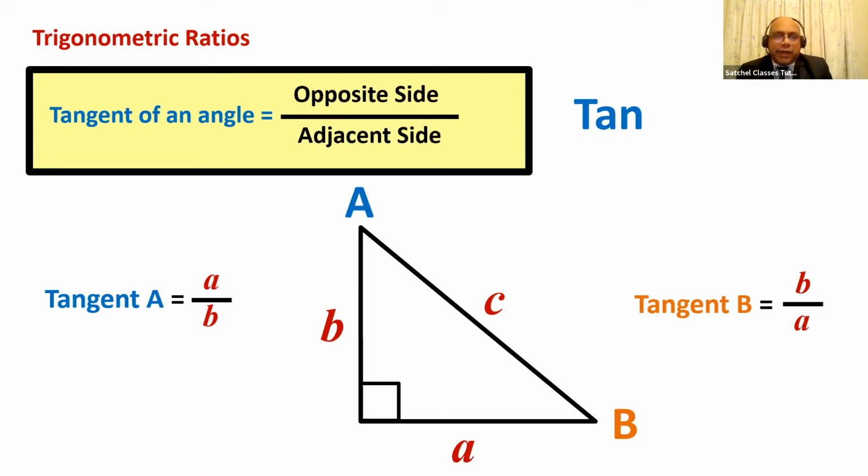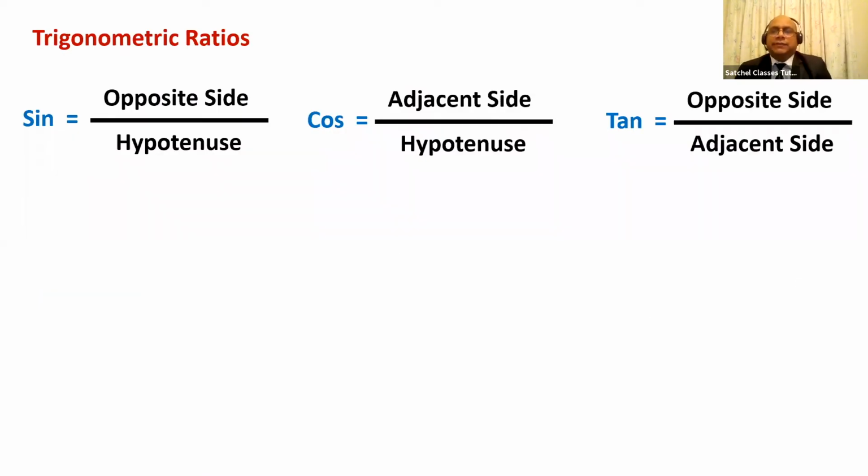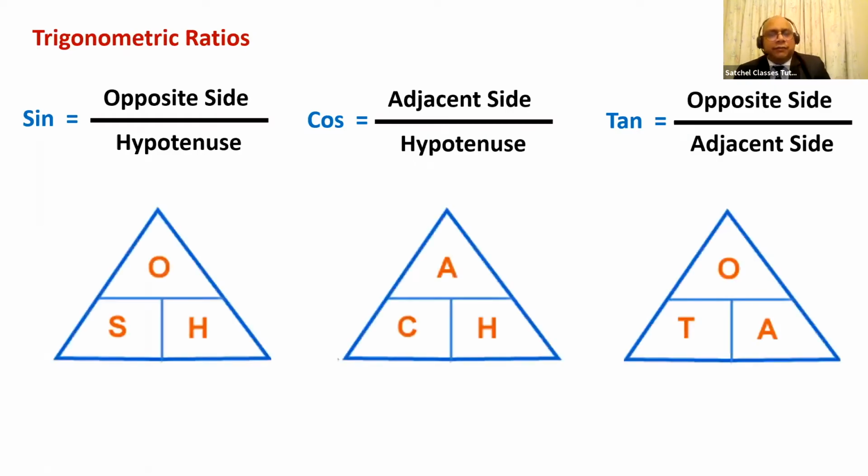Let us then summarize the trigonometric ratios that we learned. So sine is opposite over hypotenuse, cos is adjacent over hypotenuse, and tan is opposite over adjacent. Now these three trigonometric ratios can also be represented by the formula triangle, which looks like this. Many students use these formula triangles to remember these ratios very well.